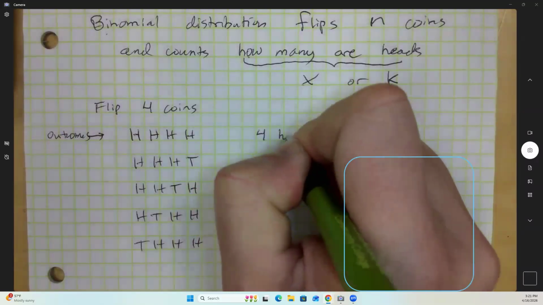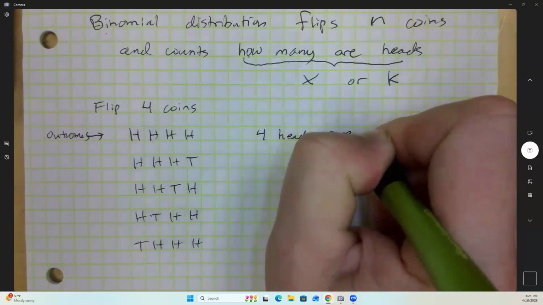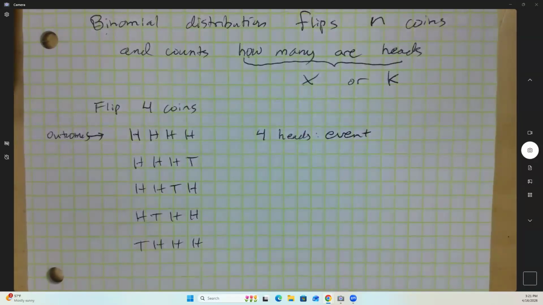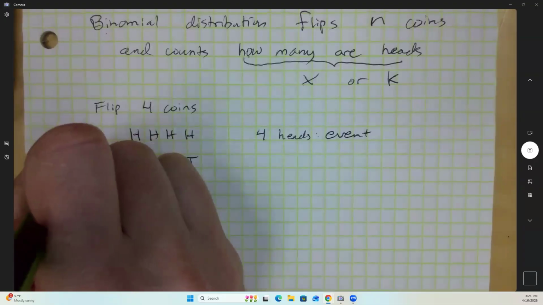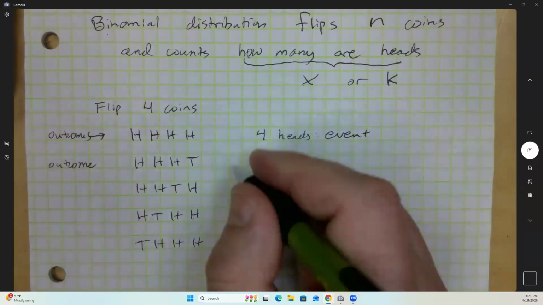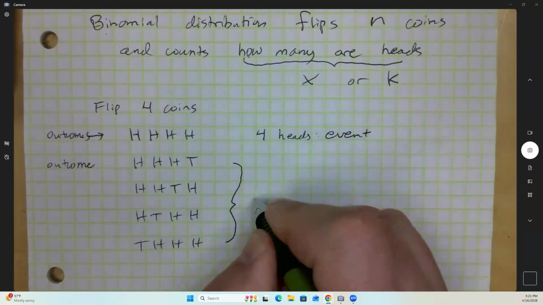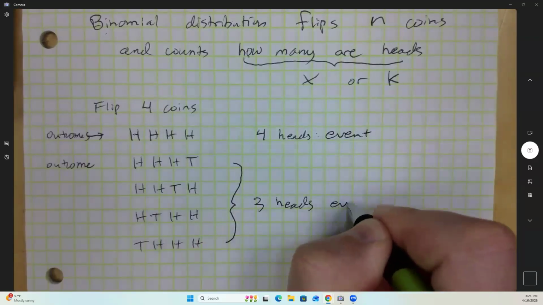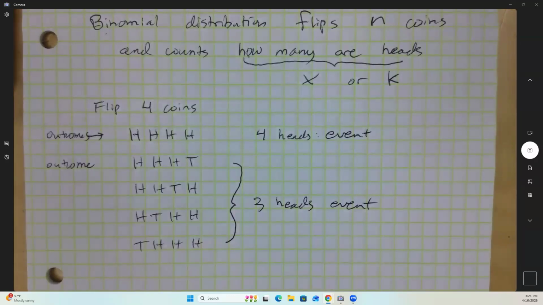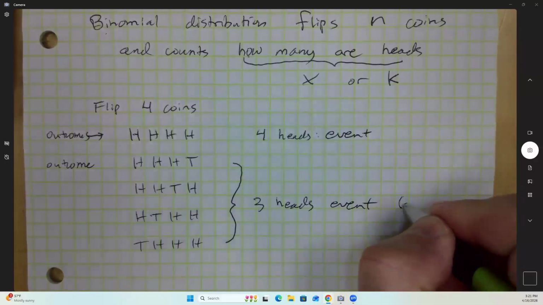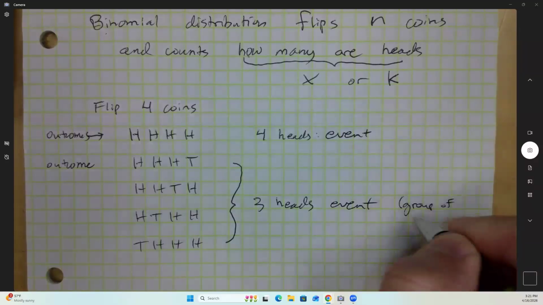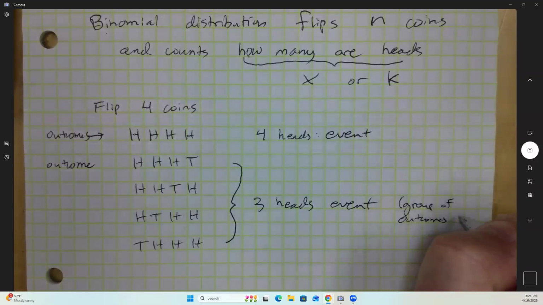But getting 3 heads, we call an event. So the outcome is heads, heads, heads, tails, but we group all of these together and we say 3 heads, that's the event that I'm actually interested in. Outcomes can also be events. Like if we just flip 1 coin, a heads is an outcome and it's also an event. An event is a group of outcomes.